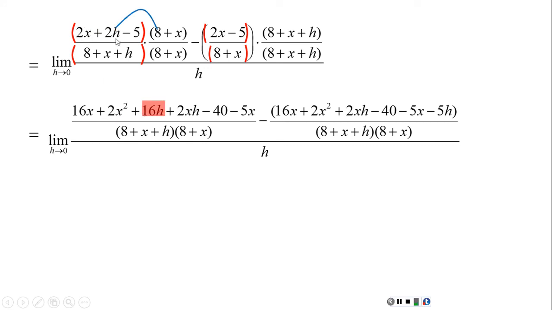I'm going to move over to the 2h. 2h times 8 gives me 16h. And then 2h times x gives me 2xh. So I'm done with that one now. So I'm going to move over to the negative 5. Negative 5 times 8 gives me negative 40. And negative 5 times x gives me negative 5x. So I'm going to pause a second. I'm done with the left side. I ultimately foiled, whatever it's called, foiled on steroids, all that out.